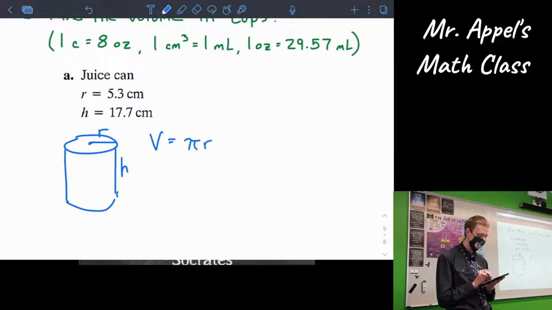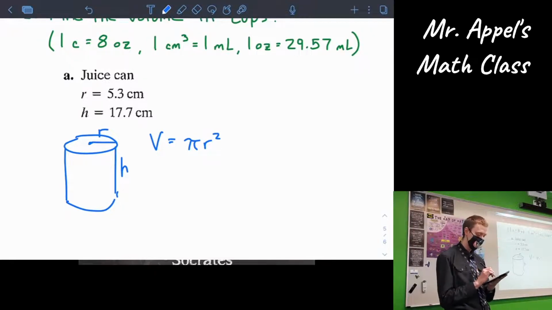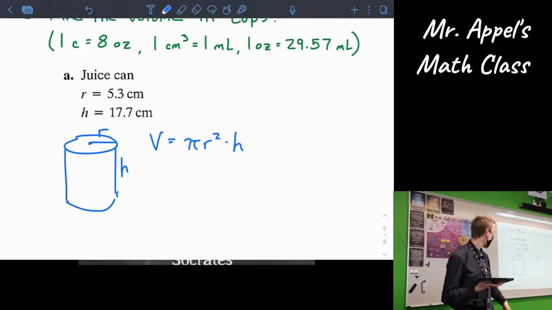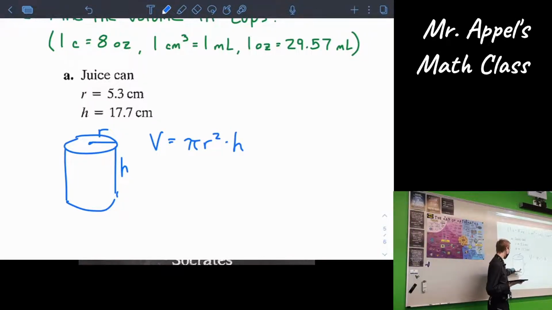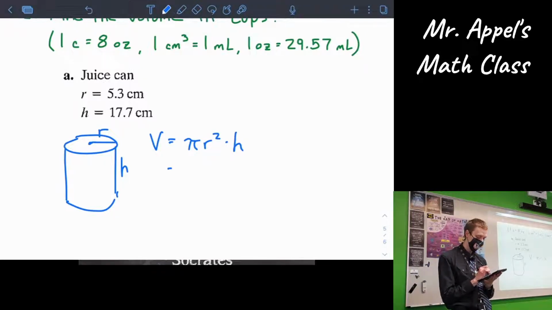Yeah, pi r squared, which remember, that's the area of a circle, times our height, h. Because it's a circular base, and we want to stack those circles h high. So we're going to have pi times our radius here is 5.3. Square that and multiply by 17.7.